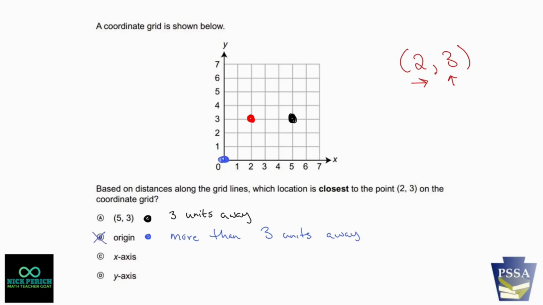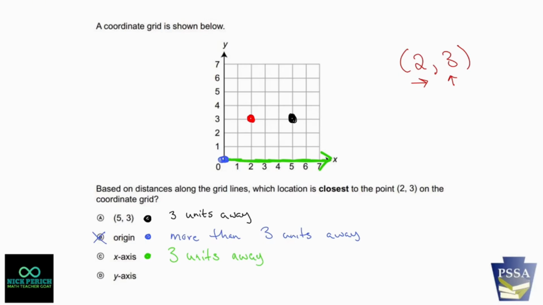The x-axis is the axis down here, so I'm going to mark it in green. And we're comparing that to the red. That's 1, 2, 3 units away. So it's 3 units away. So right now it's a tie between A and C.